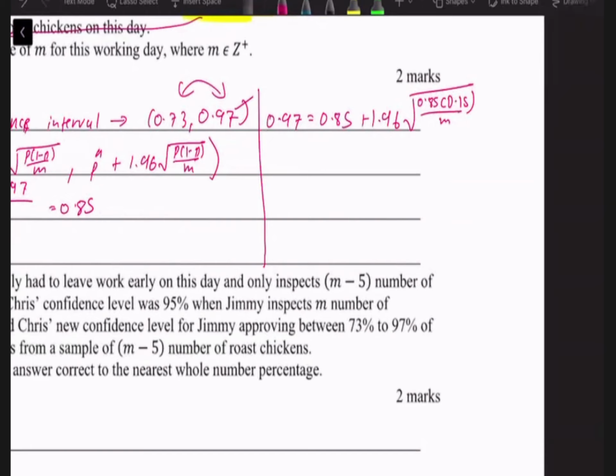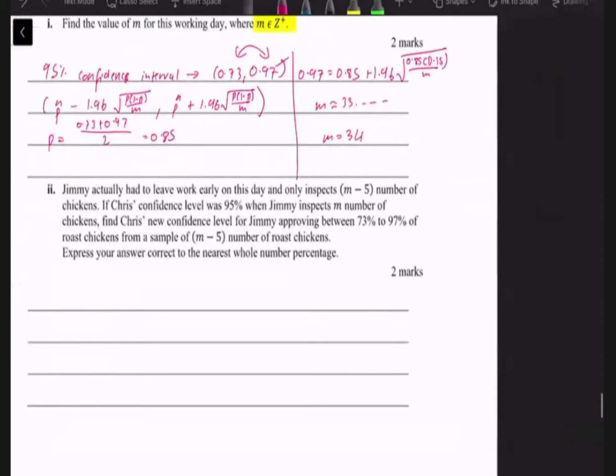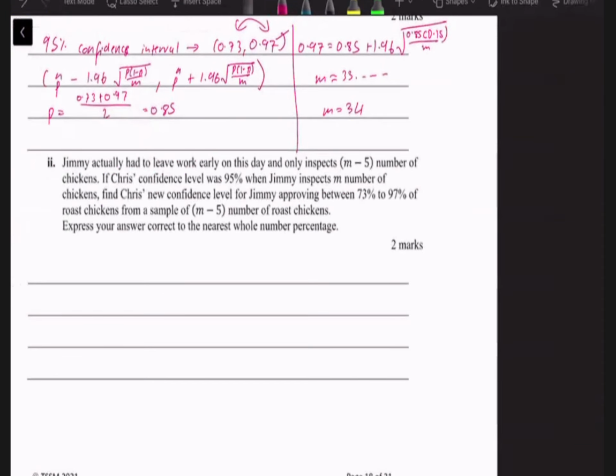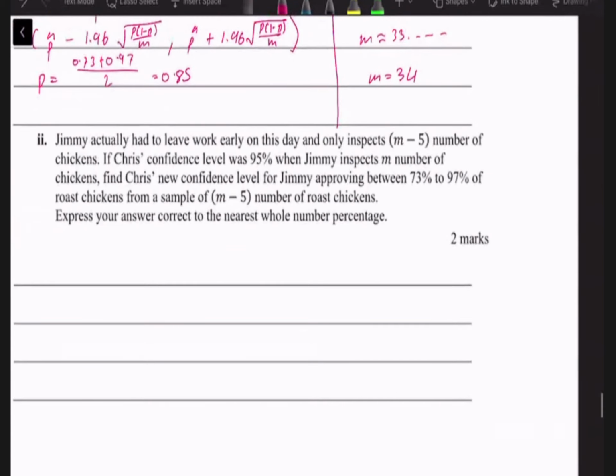I think you get a decimal value again, like 33 point something. But again, you have to round up because m is an element of the integers. So m is 34. So now there's m minus 34 amounts of chicken. So m before was 34, so there's 29 chickens.